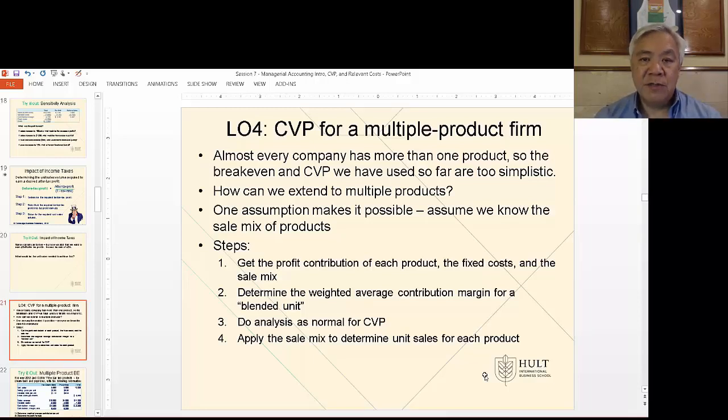Then we do our normal CVP, and then we blow it back out, saying 40% of those is product B and 60% of those are product A.